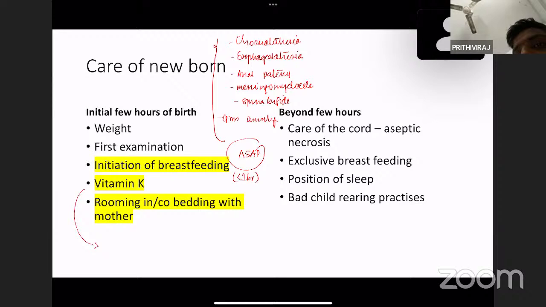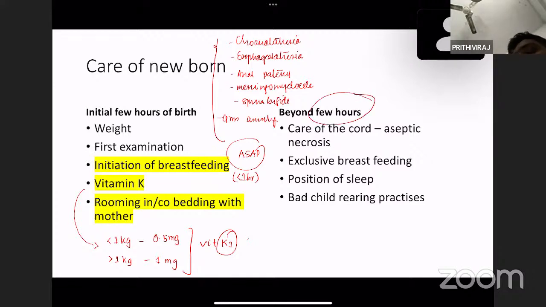Vitamin K for a less than 1 kg baby, go with vitamin K of 0.5 mg. For a more than 1 kg baby, go with a dose of 1 mg. And the vitamin K we prescribe is vitamin K1. And always rooming in, co-bedding with the mother, because it will improve skin to skin contact, prevent hypothermia, prevent infection, and also helps in the bonding.